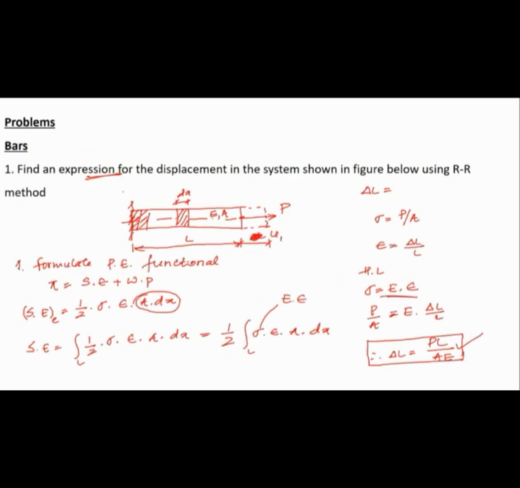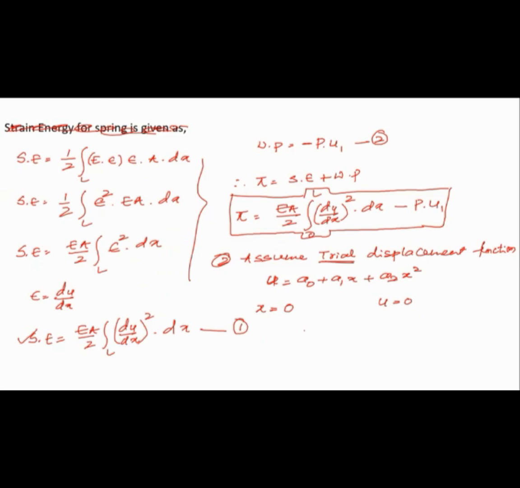See, here my x is equal to 0, and at this end my x reaches L, that is the length of the bar. So when x is equal to 0, as it is fixed here, there is no displacement, therefore my U is equal to 0. When x reaches L, my U will be equal to U1. So this is the displacement at the free end. So my displacement will become U1 when x is equal to L, and it will be 0 when x is equal to 0. So that is the boundary condition I am substituting here.